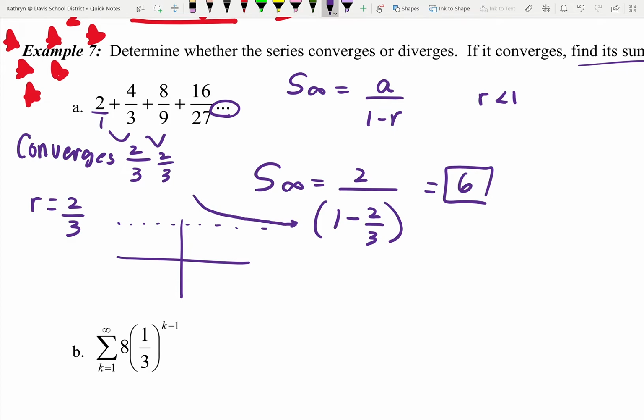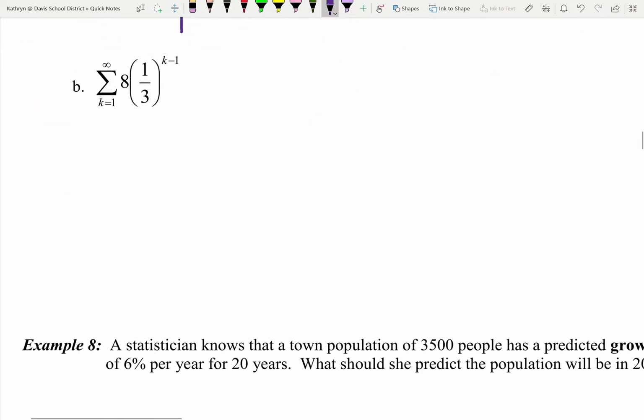It's just like an asymptote. It gets really, really close to 6. It actually never gets there, but it gets really close. Okay? It's 6. Okay, here goes question B.